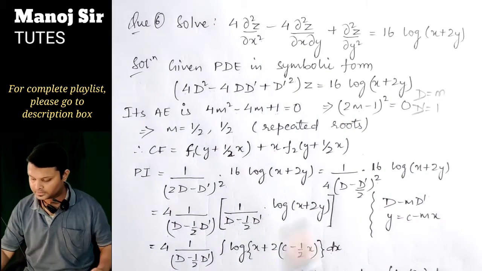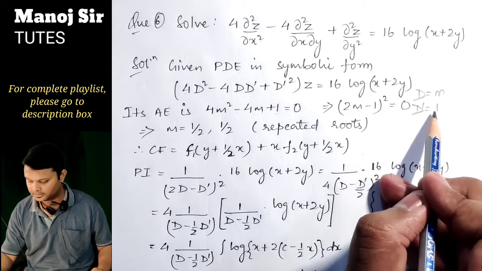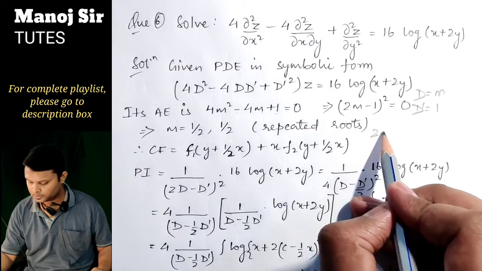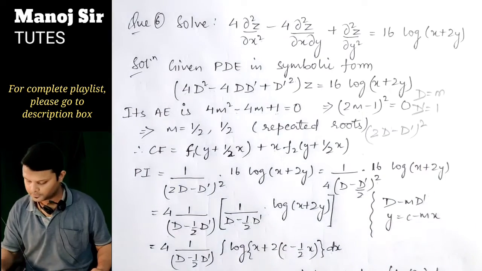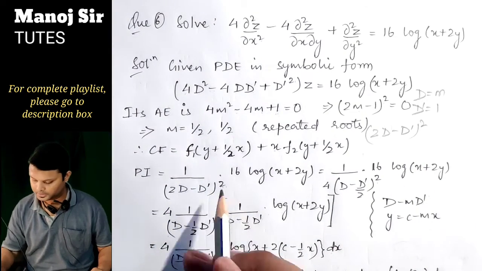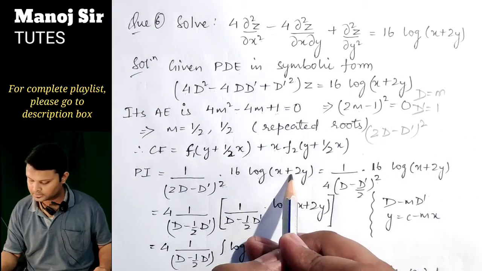Now write the reverse form. In place of m simply put D, in place of 1 simply put D dash. So this is going to be (2D minus D dash) whole square. So here we have 1 upon (2D minus D dash) whole square into this part, that is the function of x and y, 16 log(x plus 2y).